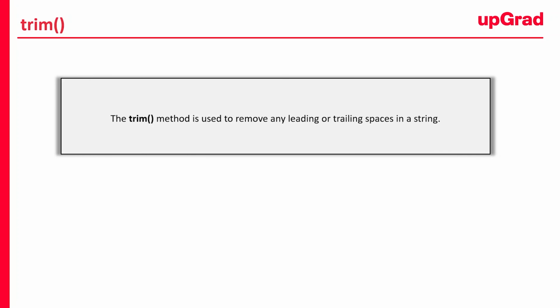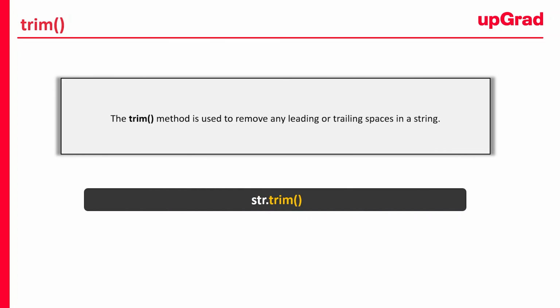The trim method is used to remove any leading or trailing spaces in a string. This is especially useful when dealing with user input that may contain unwanted spaces. The trim method is great for cleaning up input. When users enter data into forms, it's common for them to add extra spaces either before or after their text, whether by accident or habit. The trim method removes all leading spaces, that is before the text, and trailing spaces, that is after the text. But it does not remove spaces between words.